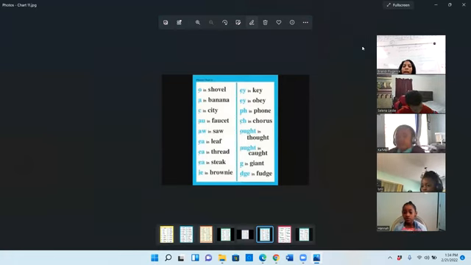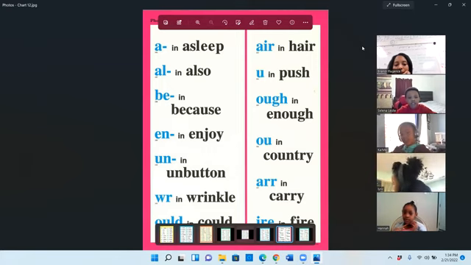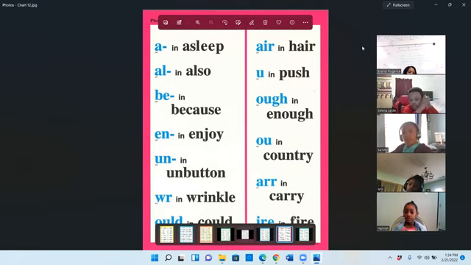All right, chart 12. A says that's and right, asleep. AL says all and also. AE says be and because. EN says and enjoy. UN says on and the button. WR says roar, and wrinkle. OULD says and could. AIR says air and there. U says and push.